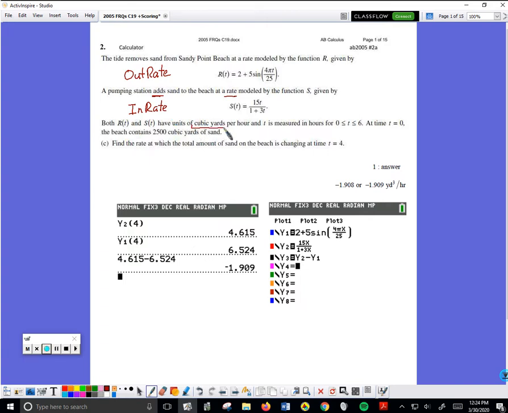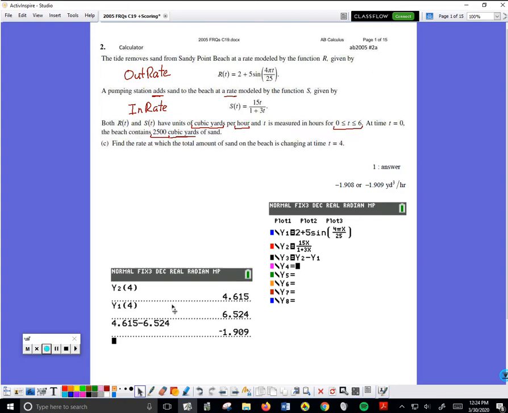So the volume is measured in cubic yards, time measured in hours. 0 to 6. Time equals 0, the beach contains this many cubic yards of sand. So that's an amount. Find the rate at which the total amount of sand on the beach is changing. So think of it as Danica's chart. So we have an amount.